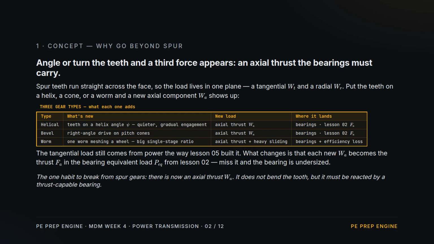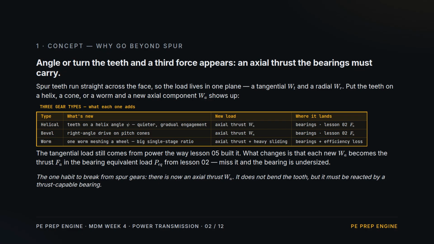Concept: why go beyond spur? A straight spur tooth keeps its load in one plane, a tangential force and a radial force. Angle or turn the teeth, and a third component appears, an axial thrust. Helical teeth ride on a helix angle, which makes them quieter and engage gradually, but they push sideways along the shaft. Bevel gears turn the drive through a right angle and carry both an axial and a radial component, and the worm drive gives a huge single-stage ratio with heavy sliding friction.